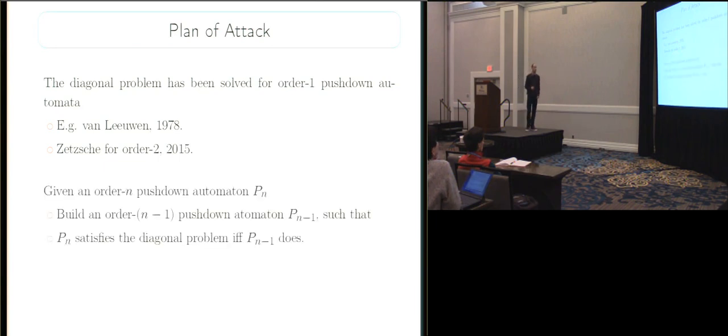But what about for general orders, for an order n pushdown system? So our general plan of attack will be to take an order n pushdown system and reduce the diagonal problem for that system to the same diagonal problem for an order n minus 1 pushdown system. And then once we do that, we can repeat the process, get an n minus 2, n minus 3, n minus 4, and eventually we're going to end up with an order 1 pushdown system for which we can answer the question. So if our order 1 pushdown system is a yes, then the whole thing is a yes. So we want to just reduce level by level until we get to that point.